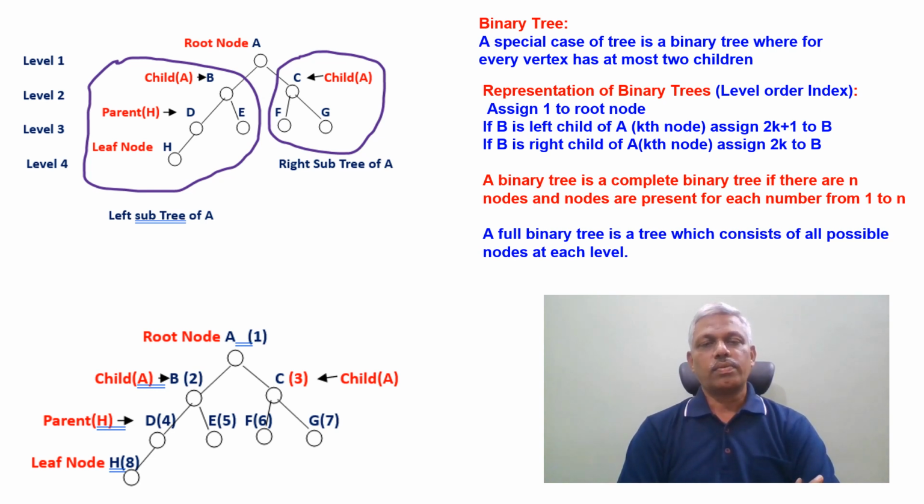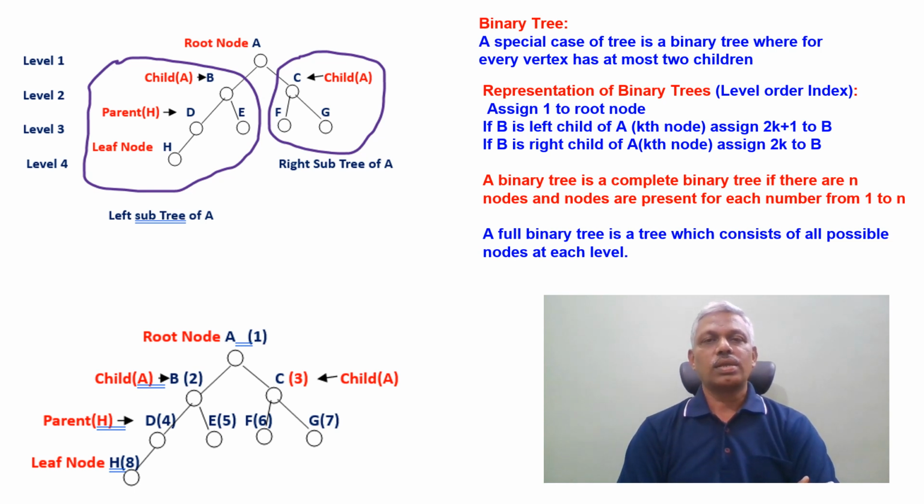Similarly, when it comes to the representation of binary trees, there is a concept called level order index. To indicate this, we can have the levels for the binary tree. Starting with the root node, it is called level 1, and the nodes that are connected to the root node are called level 2, and subsequent levels we can describe as level 3, level 4, and level 5, like that. As the level grows, the number of vertices at that level grows in powers of 2.